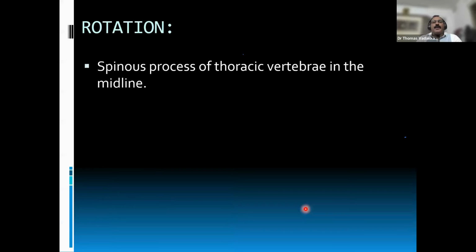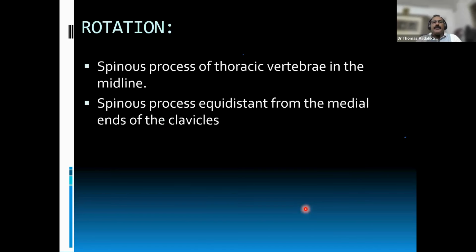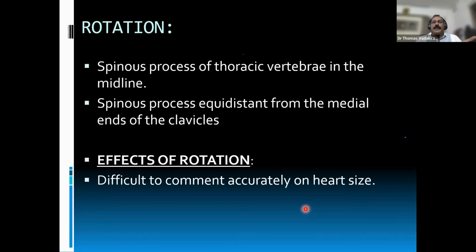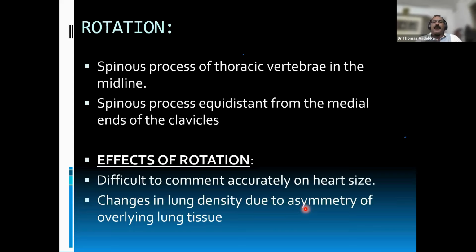Now coming to rotation, the spinous process of the thoracic vertebrae should be in the midline. We assess this using the tracheal gas shadow in the upper thoracic spine. If it is in the midline and the distance from the spinous process to the medial end of either clavicle is equal, that means there is no rotation. If the X-ray is rotated to one side, the heart shape will be different. Suppose it is rotated to the left side, the left heart will appear straightened and the right hilum becomes prominent. These changes happen when the patient is rotated to the left side.